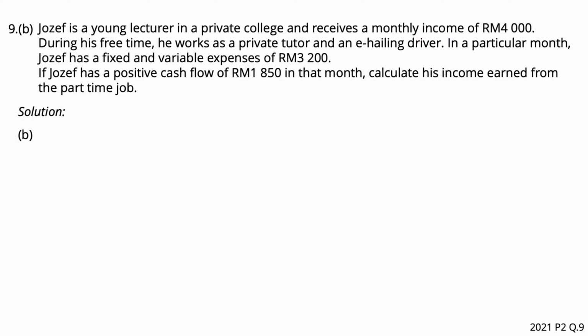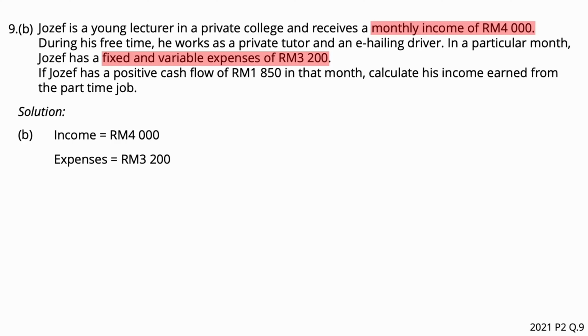Question number 9b. Please pause the video and read the question. Joseph received a monthly income of 4,000 ringgit Malaysia. He has fixed and variable expenses of 3,200 ringgit Malaysia. Therefore, his balance income is 4,000 minus 3,200, which is equal to 800.